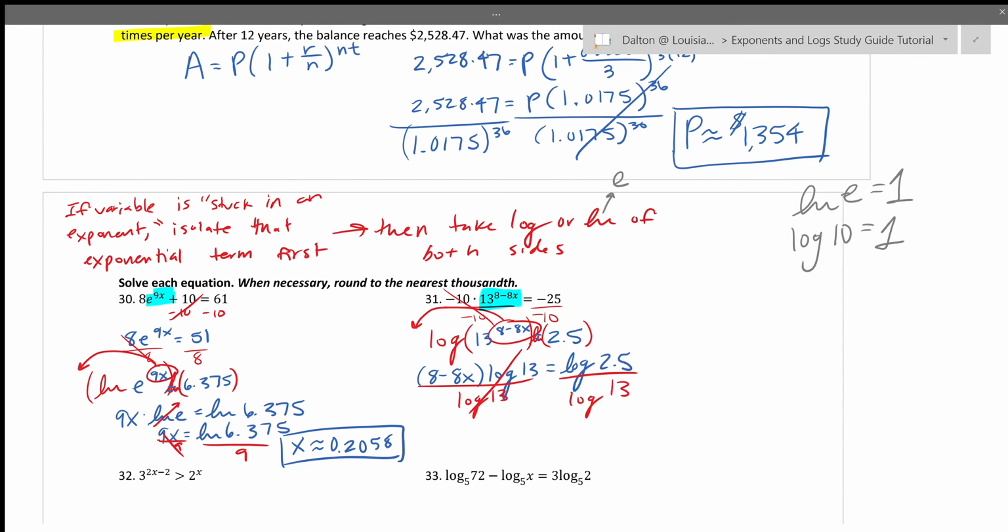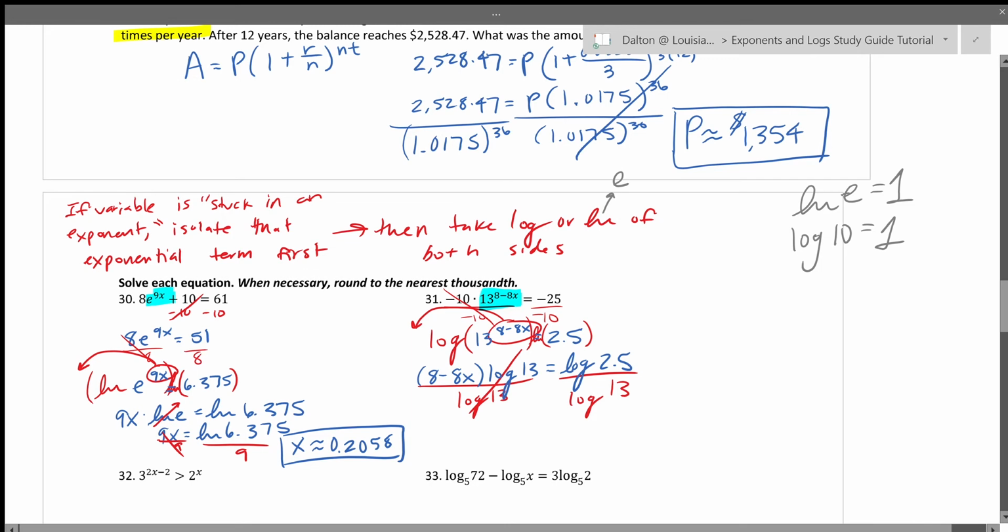So then when we do that, we end up with 8 minus 8x is equal to log of 2.5 divided by the log of 13. That's going to be 0.3572 approximately. Again, leave that decimal in your calculator and just keep working off of that same decimal.